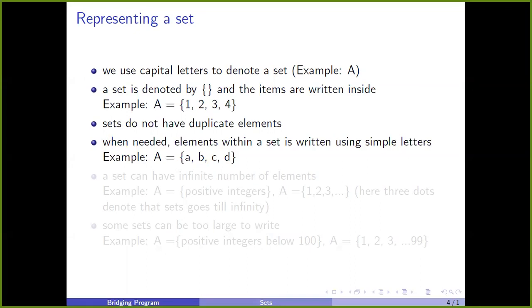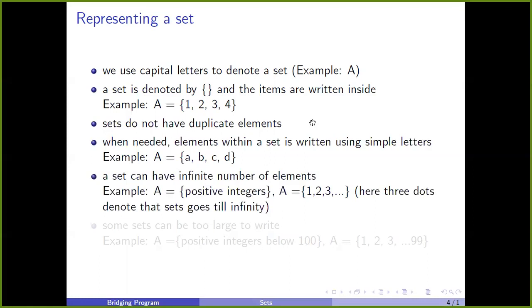And a set can have an infinite number of elements. For instance, if I just say positive integers, it can go from 1, 2 through to infinity. So here this set A, in this example, has an infinite number of elements, and that's one way of writing it. Alternatively, I can just write 1, 2, 3, showing the pattern, and at the end put a comma and three dots. These three dots denote that this goes until infinity.